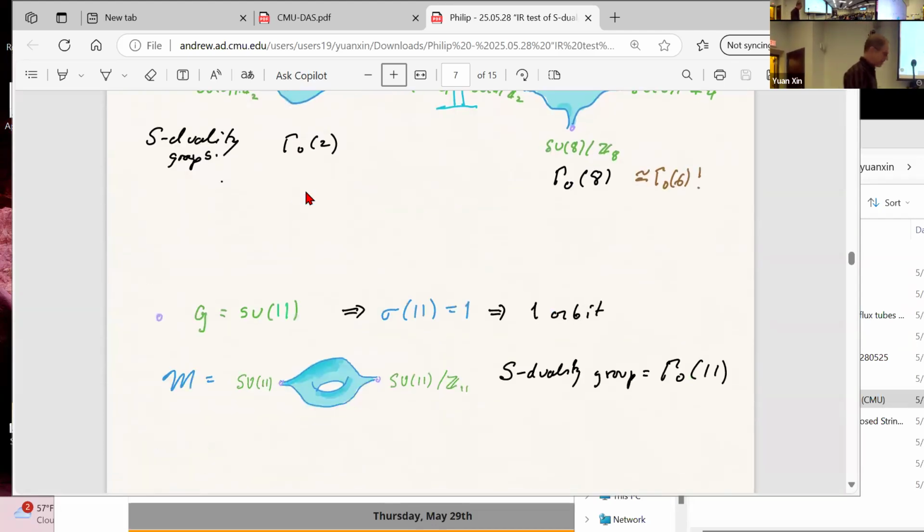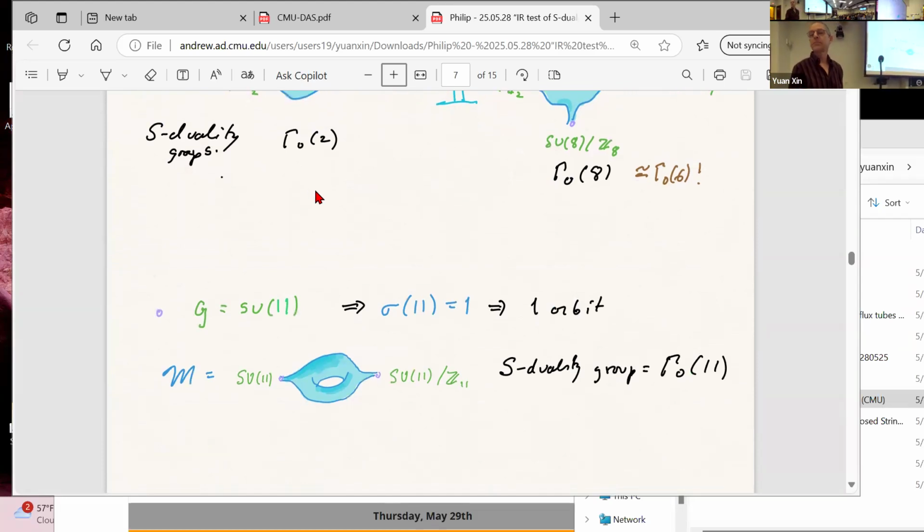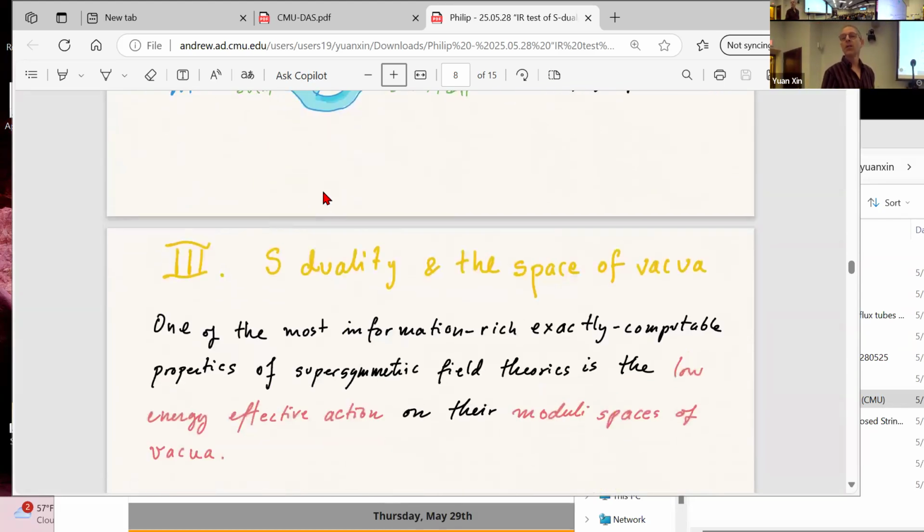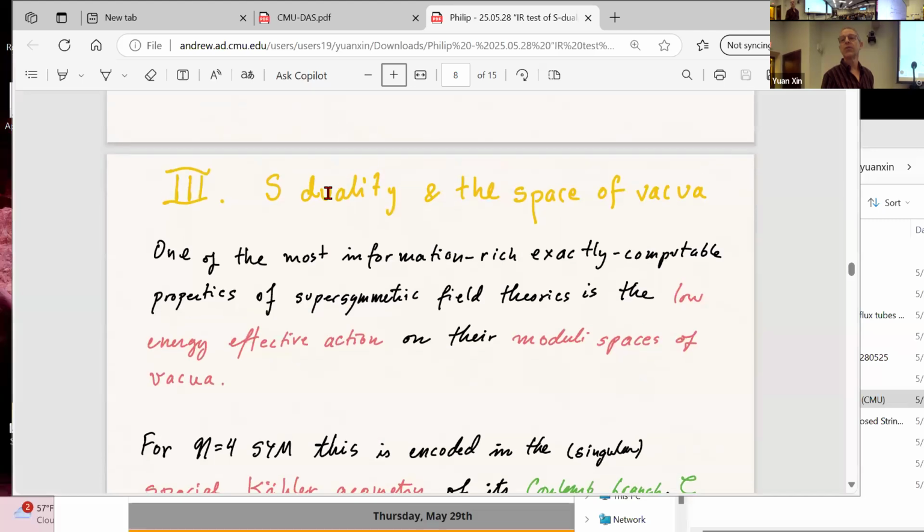Here, just for fun, is the first example, it turns out SU(11), in which M does not have the topology of a sphere, but it turns out to have genus 1. Okay, good. So all of this was just a review of S-duality conjectures for N=4 supersymmetric theories.